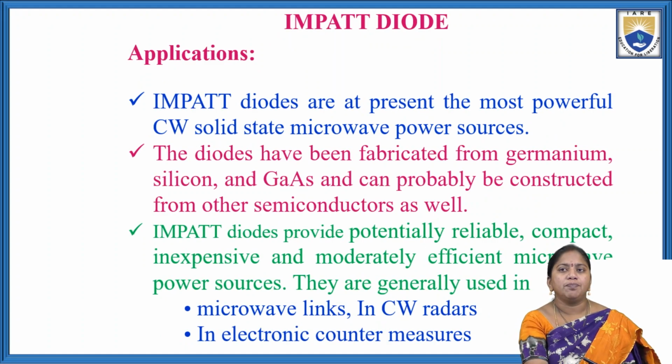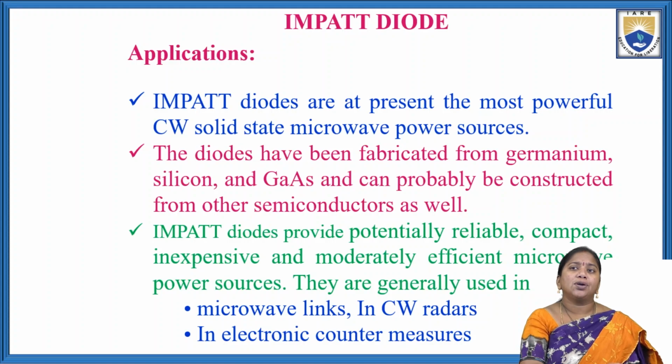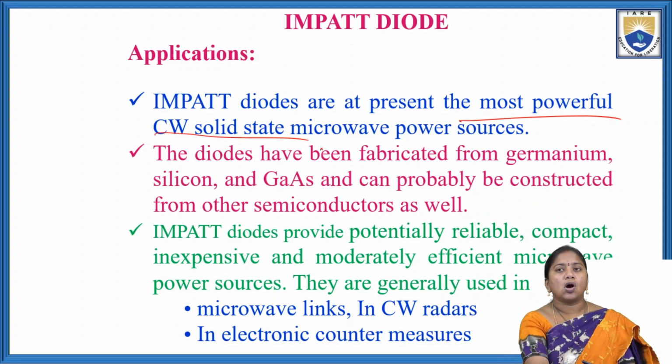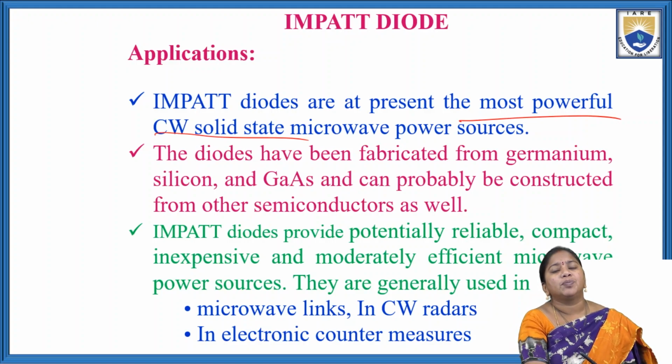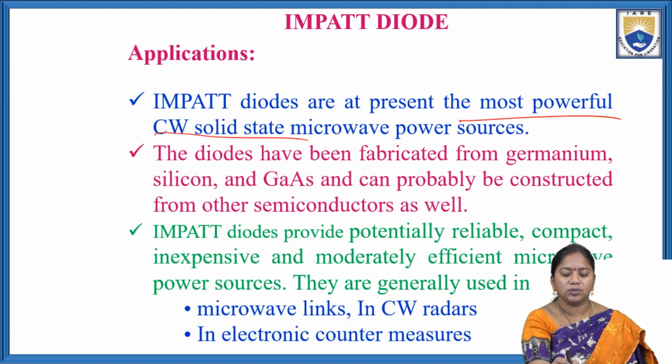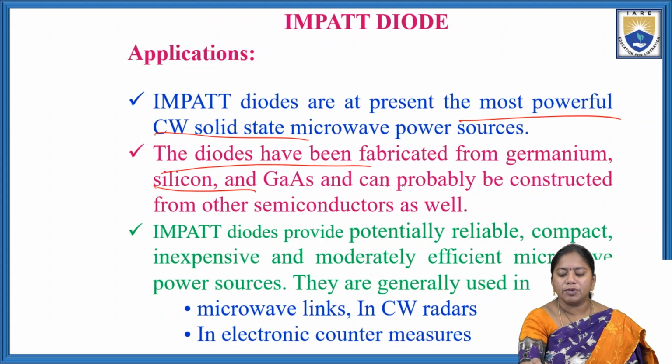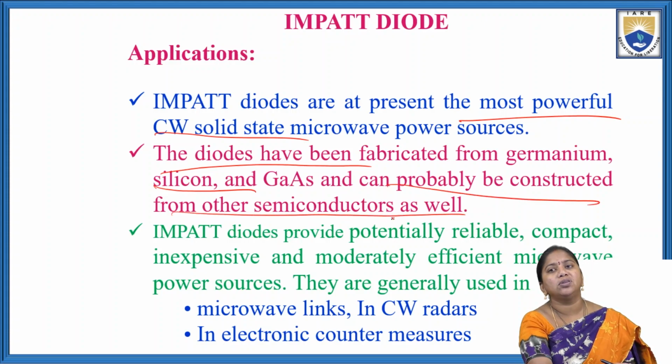Applications of the impact diodes. Impact diodes are at present the most powerful CW solid state microwave power sources. The diodes have been fabricated from germanium, silicon and gallium arsenide and can probably be constructed from other semiconductors as well.